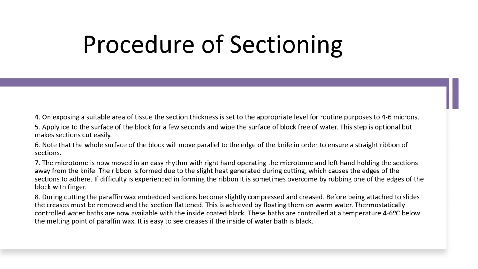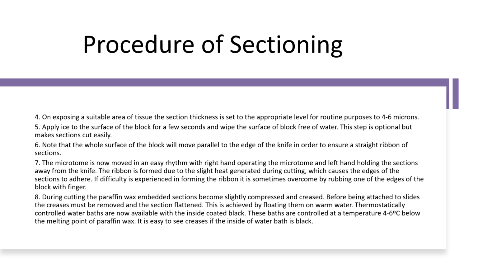Note that the whole surface of the block will move parallel to the edge of the knife in order to ensure a straight ribbon of sections. The microtome is now moved in easy rhythm with the right hand operating the microtome and the left hand holding the section away from the knife. The ribbon is formed due to the slight heat generated during the cutting, which causes the edges of the section to adhere.